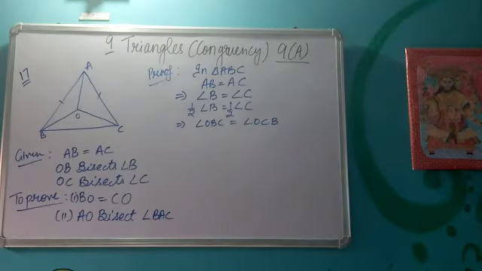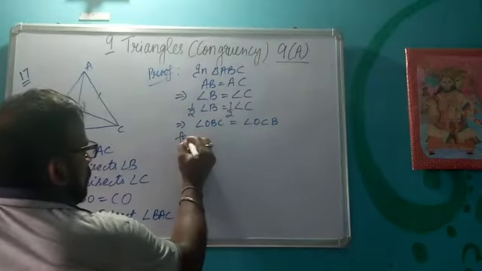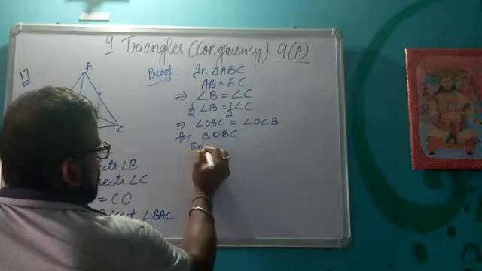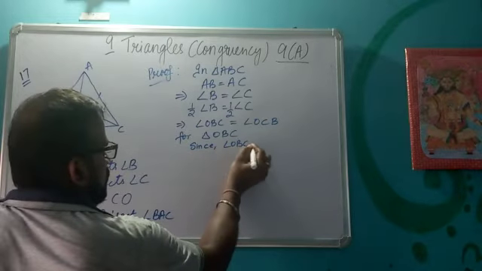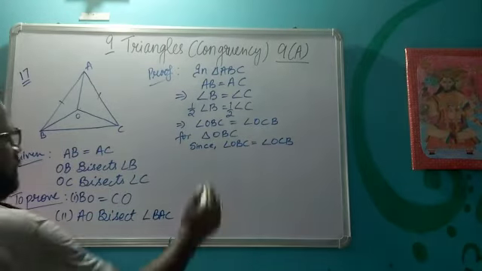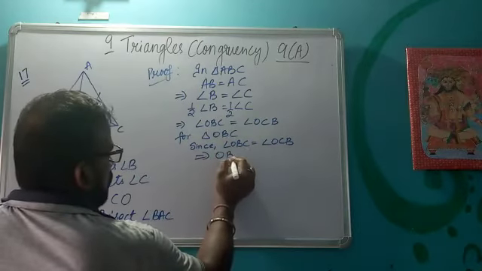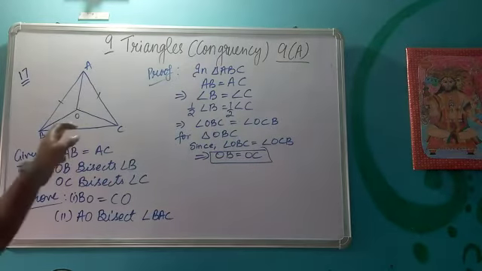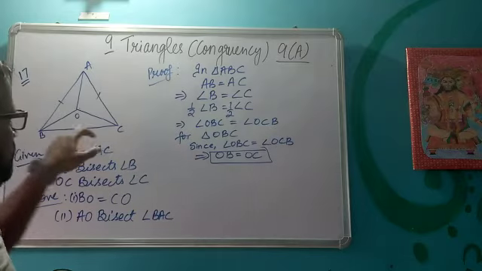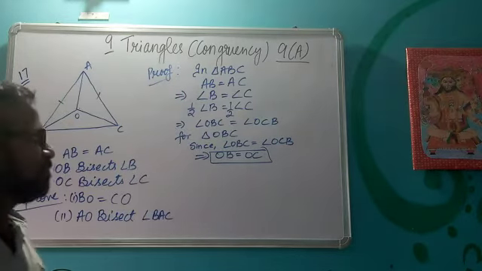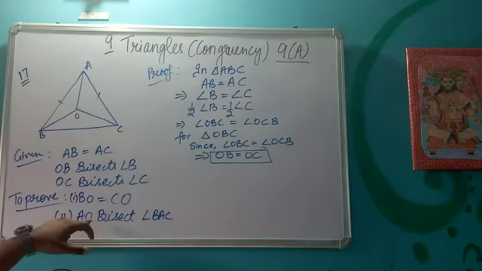Okay. So now for triangle OBC, since angle OBC equals angle OCB, again OBC becomes an isosceles triangle, so this implies OB equals OC. Okay, so OBC again becomes an isosceles triangle, so that means these sides are equal to each other. Now for the second part, we have to prove that AO bisects angle BAC.